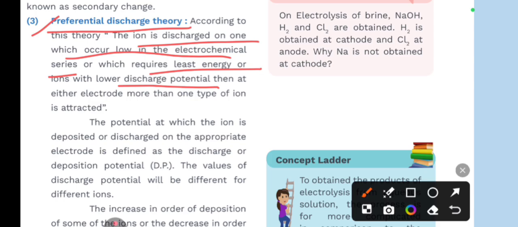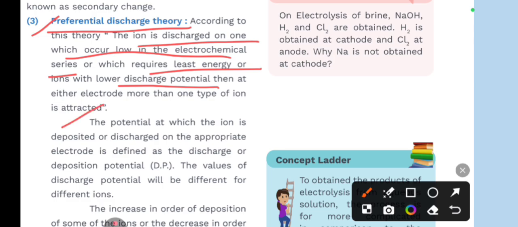Suppose I give you one example: paper and wood, which can burn easily? Paper, because it needs less energy. In the same way, if two ions are competing with each other to be oxidized, then the one which has a lower position in the electrochemical series can be discharged very easily, which means it needs less energy to be oxidized. That ion will oxidize first as compared to the other.